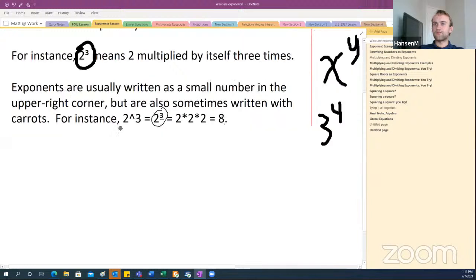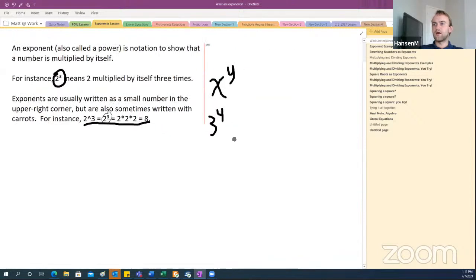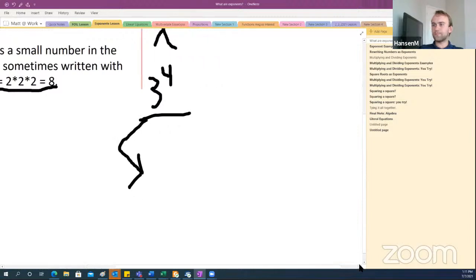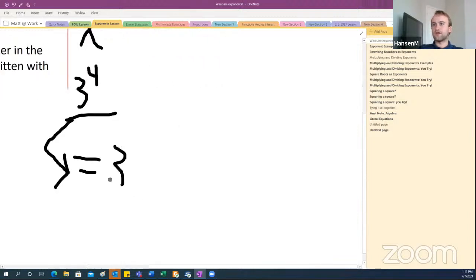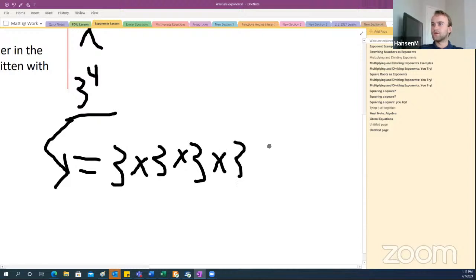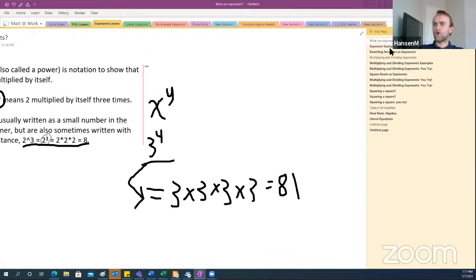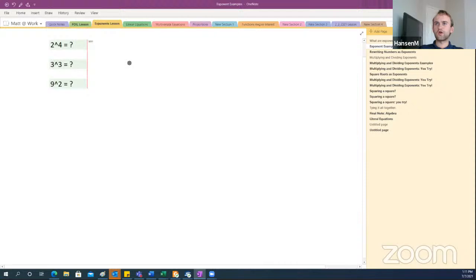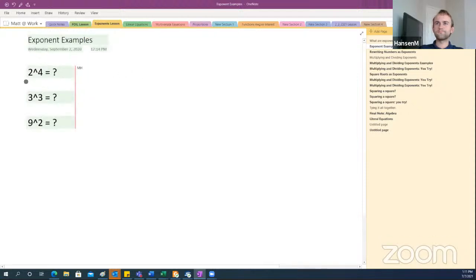So to work out the example we had earlier, 2 to the 3 can be written as 2 times 2 times 2, which is 8. This example over here would be equal to 3 times 3 times 3 times 3, which is 81. So that's what exponents are. We're going to work through a couple more examples together real quick.